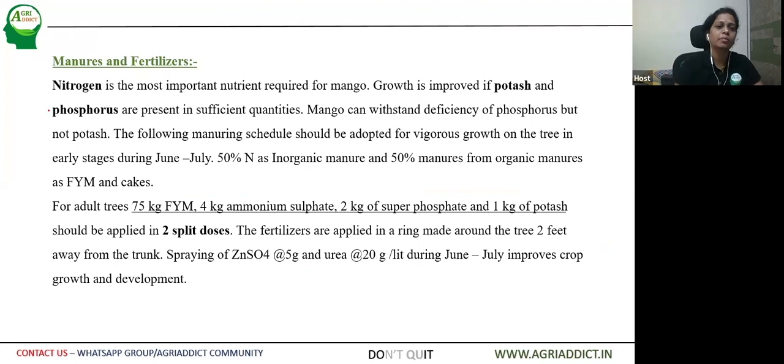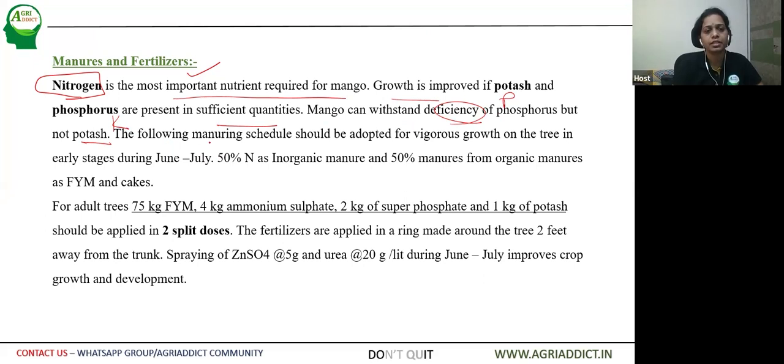Then comes manures and fertilization. The first one is nitrogen, as we all know, for the growth and development of any tree. Nitrogen is very important for mango. Growth is improved if potash as well as phosphorus are also supplied in sufficient quantities. However, mango can withstand a deficiency of phosphorus, but it cannot withstand a deficiency of potash. So potash has to be given at regular intervals for flowering.